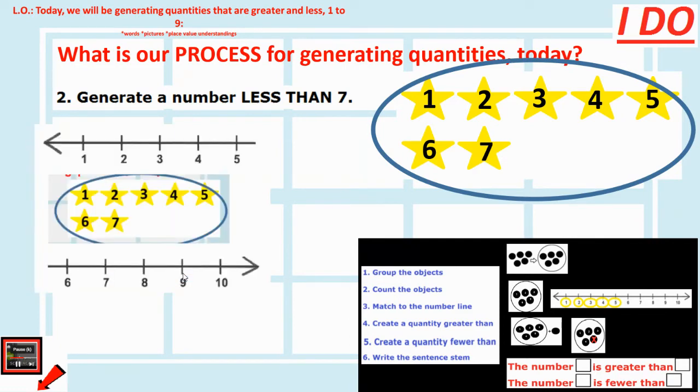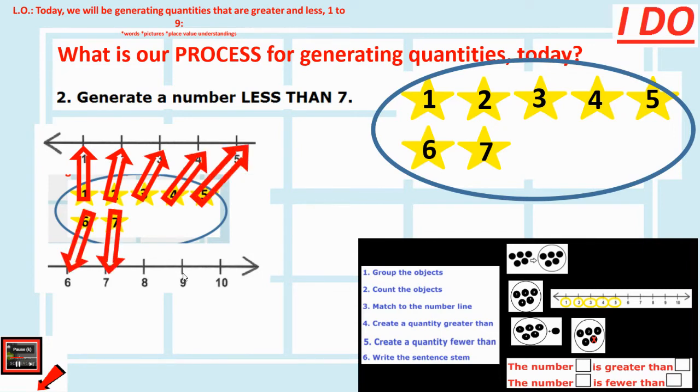From there, I'm going to match them to a number line. 1, 2, 3, 4, 5, 6, and 7. Now I'm generating a number less than, so less, I'm going to take it away, remember? So that last number I counted, 7, is taken away, and I'm left with 6. So I can finish my sentence stem. The number 6 is fewer than 7.